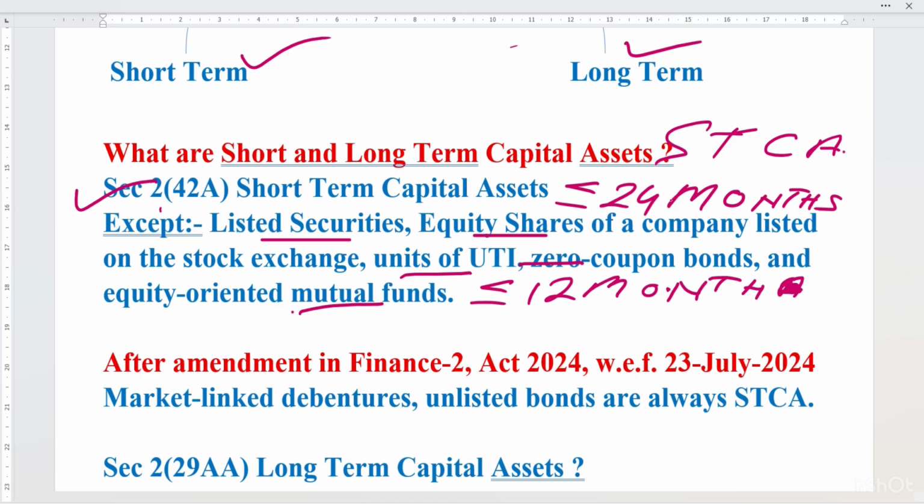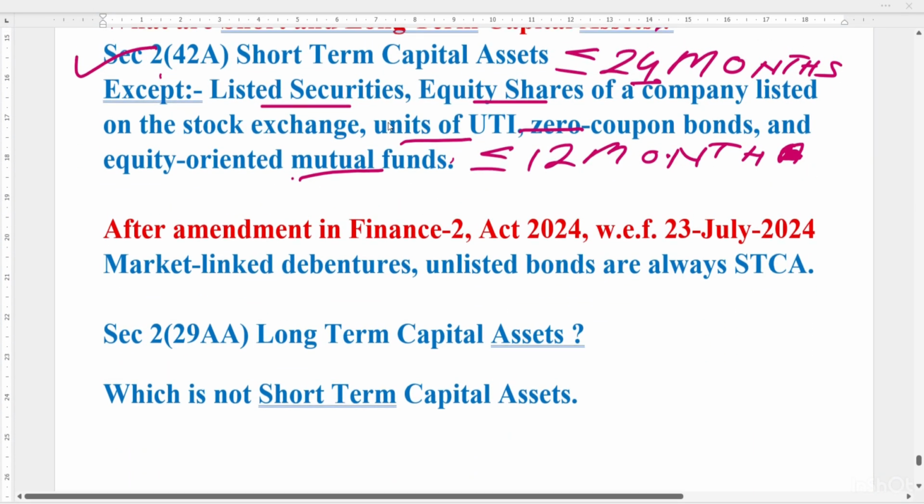If we transfer any asset after a period of 24 months, other than listed securities, units of UTI, zero coupon bond, and equity oriented mutual funds, it will be treated as long term capital asset. Any asset which is held for more than 24 months, except these, shall be considered a long term capital asset.